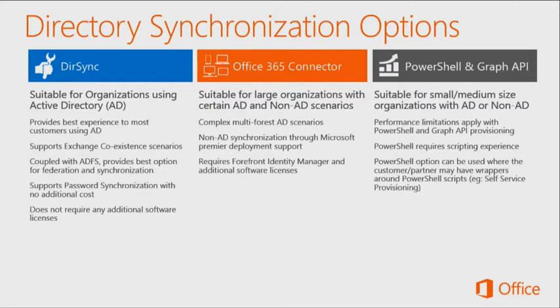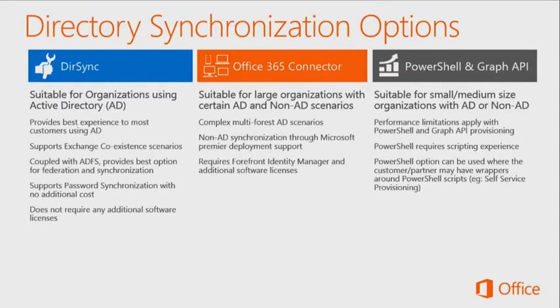And some options. So we have DirSync, suitable for organizations using Active Directory. It supports password synchronization with no additional cost. So this is coming soon. And it's suitable for large organizations. Office 365 connector. We have a new name for this as well. Suitable for large organizations. The main thing that we're talking about, remember this is the Jumpstart for small businesses, is DirSync, but I'm just showing you some synchronization options, some other methods for larger organizations to synchronize their AD.